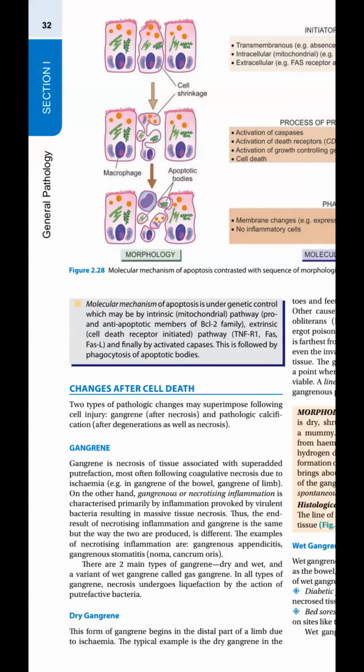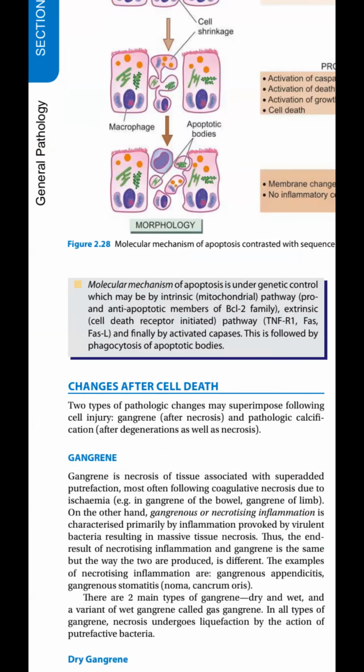So after cell death, two main changes happen. First is gangrene, meaning there's cell death of a particular area. And there are two types. After necrosis, necrosis is like there is no supply of oxygen. So what is happening? In that area, all the content of the cell is dying. So gangrene is a response or an ultimate result of the necrosis.